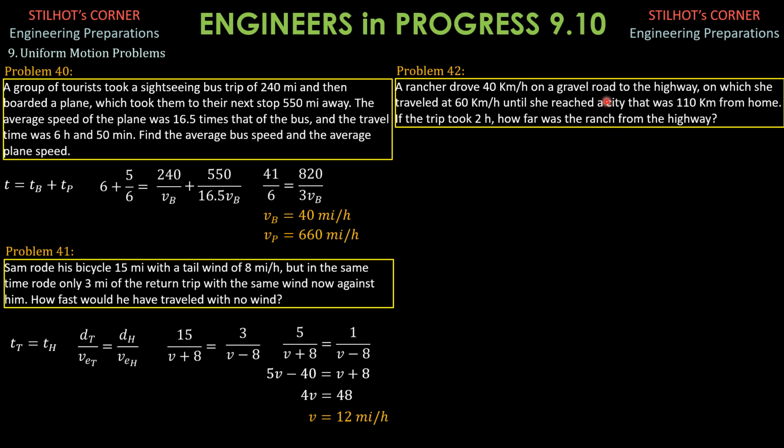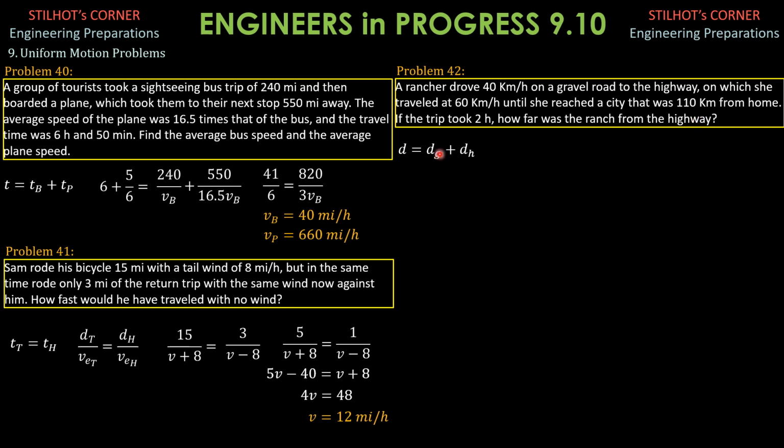d sub g is also the distance from the ranch to the highway, and the length of the highway, which is from the end of the gravel road to the city, is d sub h. So d is equal to d sub g plus d sub h. So we're looking for the length d sub g, and the total distance is 110.